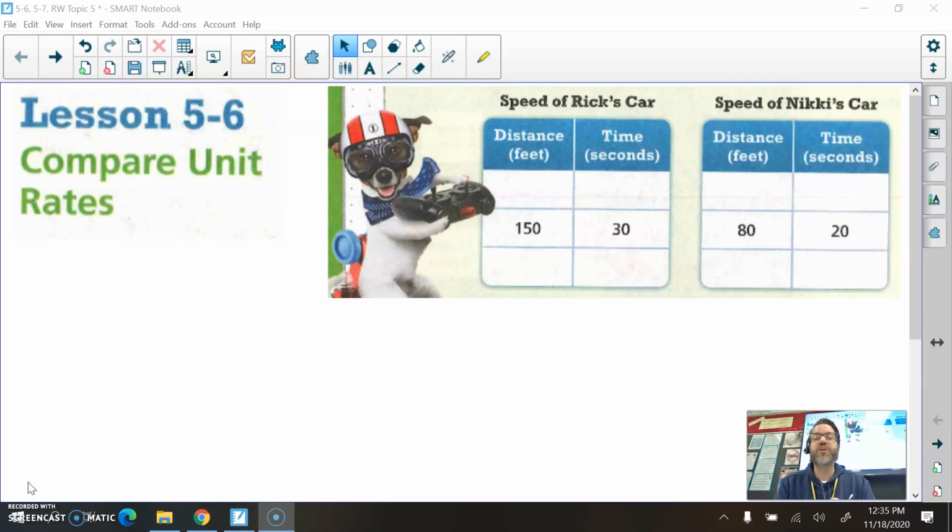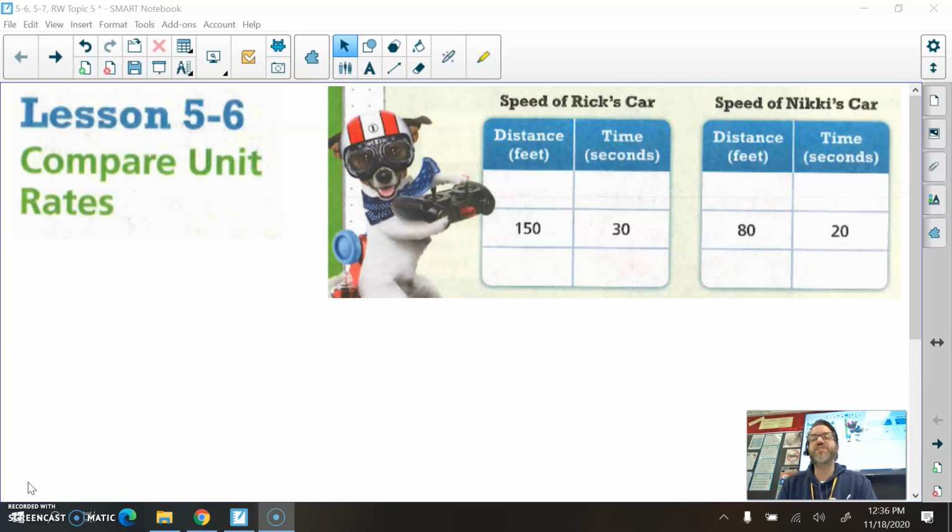So anyway, let's take a look at an example here. And this one isn't dealing with money. What we have is a couple of cars, and these are those radio controlled cars. So you see the little dog up here with a little remote for a radio control car. We have two cars. We have Rick's car and we have Nikki's car. And we have two tables.